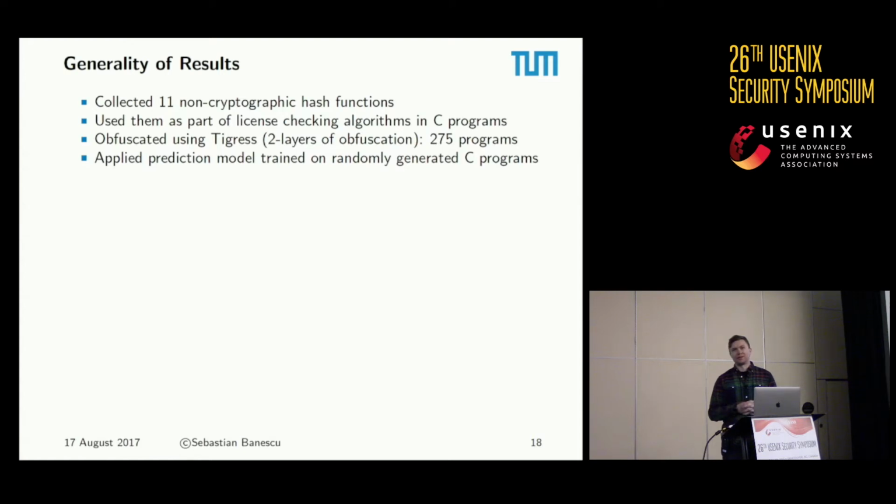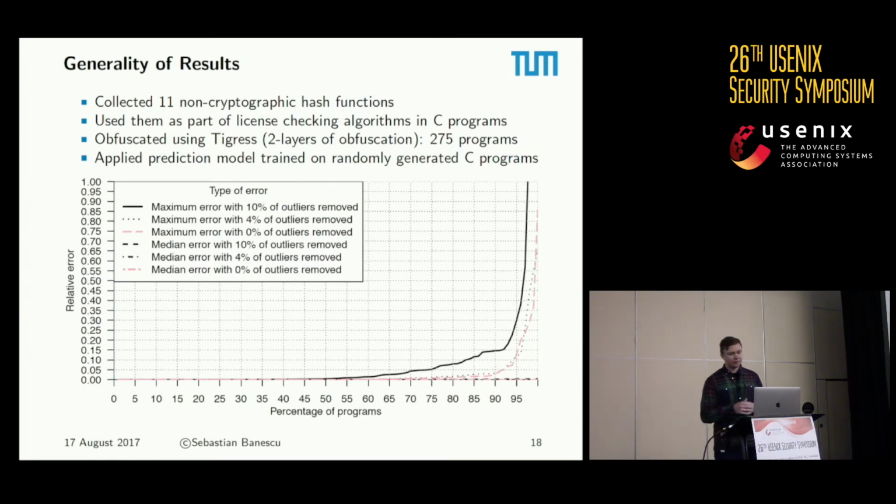We collected 11 popular non-cryptographic hash functions, and we used these hash functions as license checkers instead of our randomly generated functions, and we applied 2 layers of obfuscation instead of 1. So we had 5 obfuscation transformations, and we applied all the combinations of these 5. So in total we had 25 times 11, 275 programs. And we applied the prediction model trained using the random programs on these 275 programs. The results we obtained were also encouraging, because for about 85% of these 275 programs, the prediction error was still below 15%, the maximum error I'm saying here, and the median error was quite low.